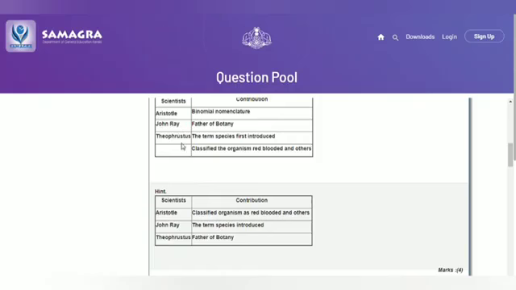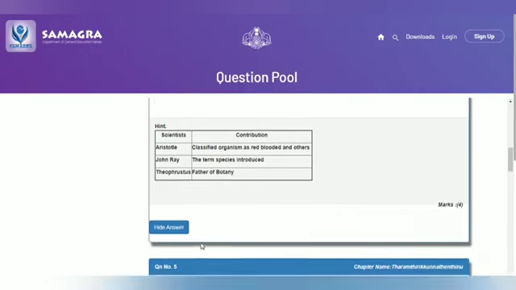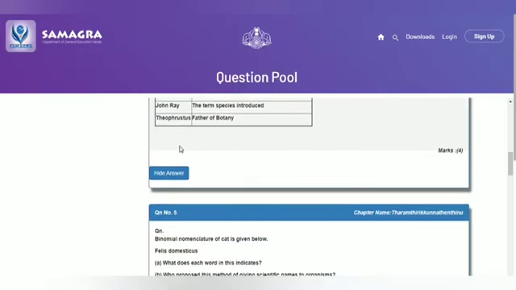Aristotle, John Ray and Theophrastus are given, and we have to match them from this column. Aristotle classified organisms as red-blooded and others. John Ray introduced the term species. Theophrastus is the father of botany.